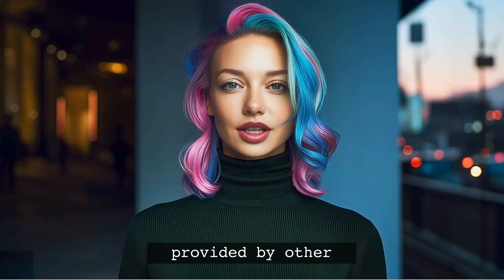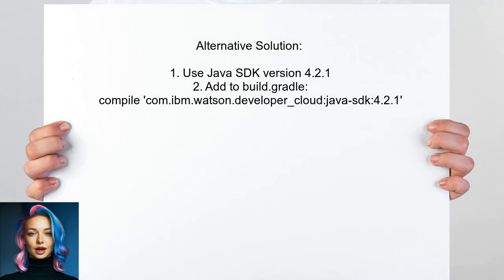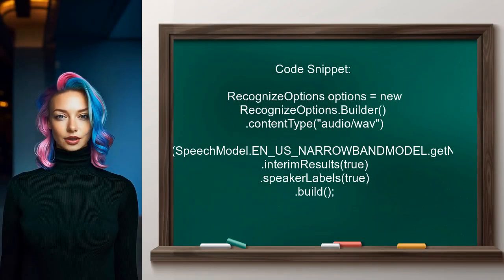Now let's look at the answers provided by other users. An alternative solution provided by another user suggests ensuring you are using the Java SDK version 4.2.1. They recommend adding the correct dependency in your build.gradle file to enable speaker labels. They also shared a code snippet that demonstrates how to recognize audio from a WAV file using WebSockets, interim results, and speaker labels. This includes loading the audio file from the Assets folder.